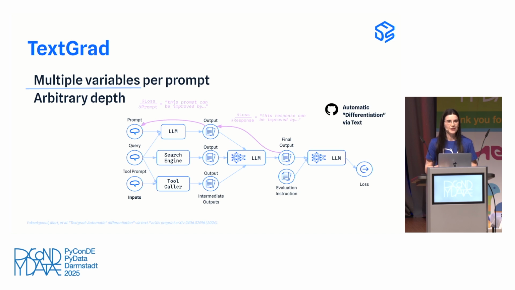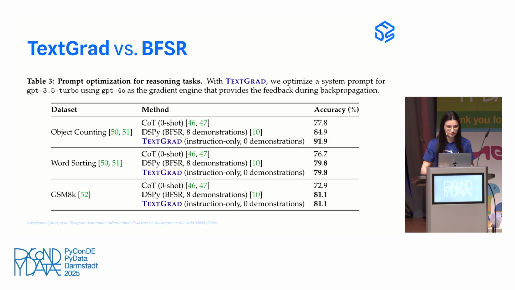TextGrad builds on the core idea of Protege, but it allows for systems of arbitrary depth and multiple parameters, variables per prompt. According to some benchmarks, TextGrad can be on par or even better than Bootstrap few-shot with 8 demonstrations.